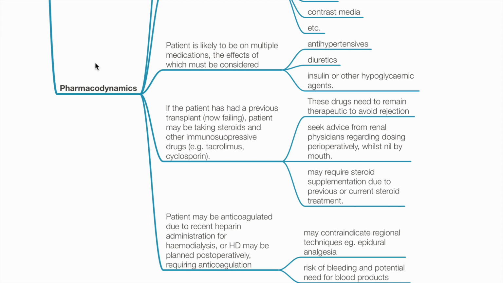If the patient has had a previous transplant which is now failing, the patient may be taking steroids and immunosuppressive drugs. These drugs need to remain therapeutic to avoid rejection of the transplant. Seek advice from a renal physician regarding dosing perioperatively while nil by mouth. The patient may require steroid supplementation due to previous or current steroid treatment.